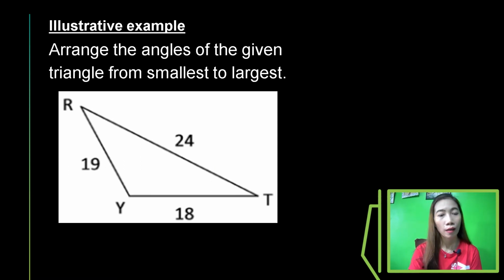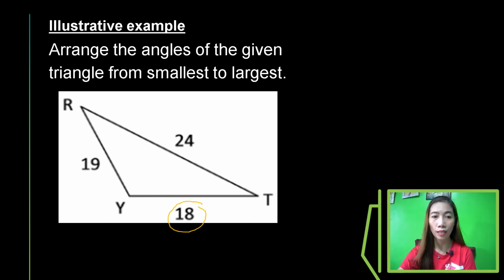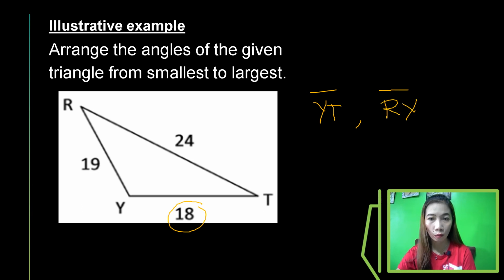So, arrange the angles of the given triangle from smallest to largest. So, identify muna natin yung pagkakasunod ng sides natin according to the given measurements. So, we'll start with the shortest side kasi smallest to largest angle tayo. Shortest side natin is ito, 18, at yan ay side YT. Followed by 19, which is side RY. And then, ang longest side natin is yung sa 24, that is side RT.